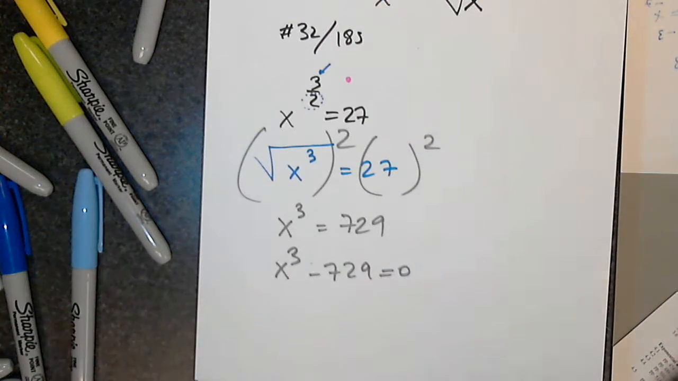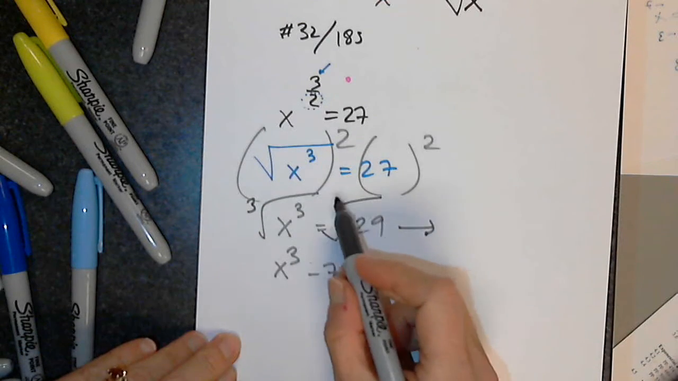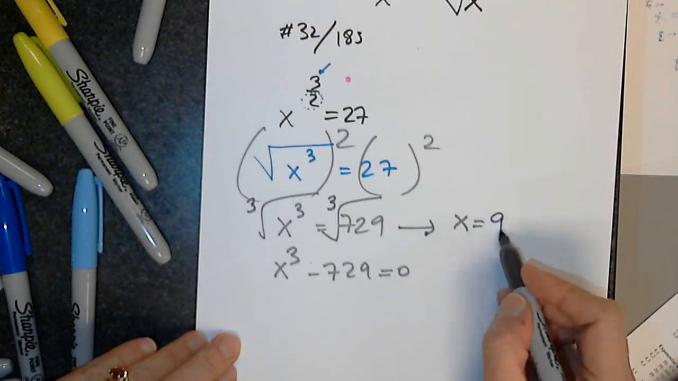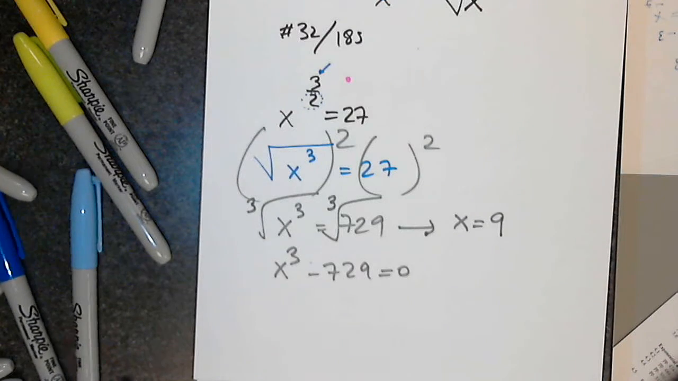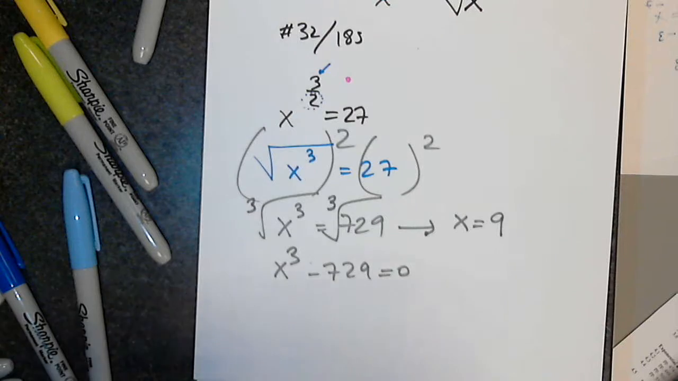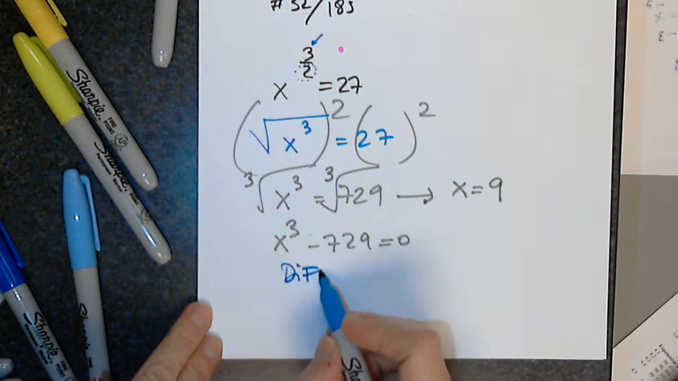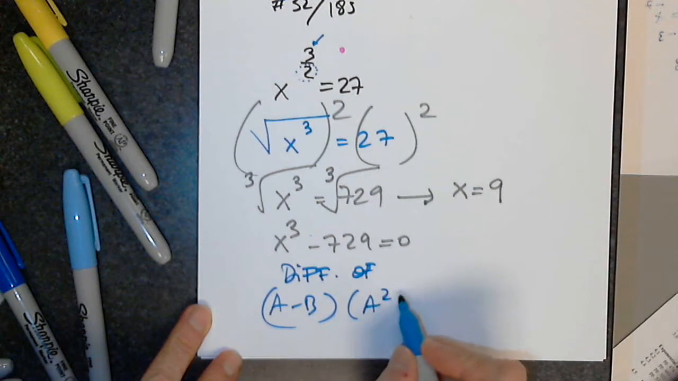Now, if I'm told just the real solutions, all I have to do is take the cube root from both sides, and I get x equals 9. But if that is not specified, and the problem should specify, it doesn't, then I have to chase after 3 solutions. So, do we remember the difference of cubes formula? A minus B times A squared plus AB plus B squared.